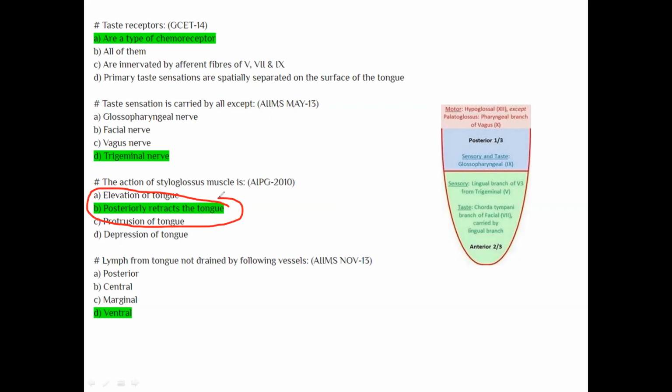The lymph from the tongue is not drained by which of the following vessels? This is an additional question I've given you; you can just read it out. The ventral lymph vessels do not drain it, but the rest of them, posterior, central, and marginal, do.